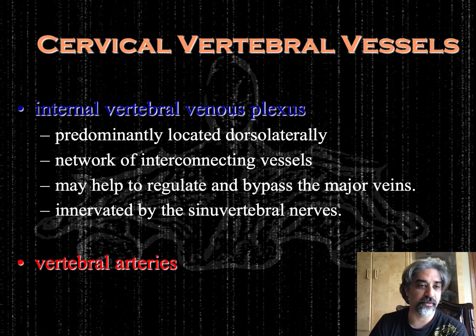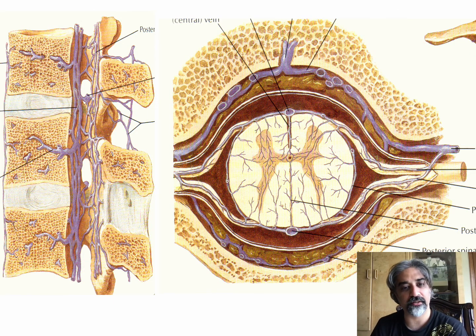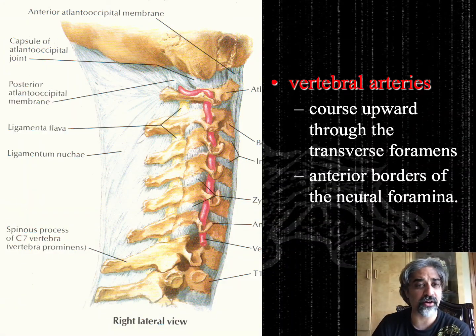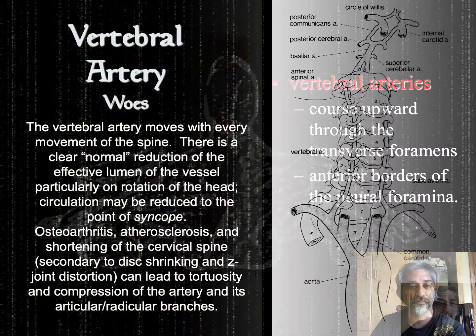The cervical vertebral vessels include the internal vertebral venous plexus and the vertebral arteries. The venous plexus is best visualized in Netter's. Here you can see it. The vertebral arteries course upward through the transverse foramens that we identified in the osseous part of this lecture, and they sit in the anterior borders of the neural foramina.